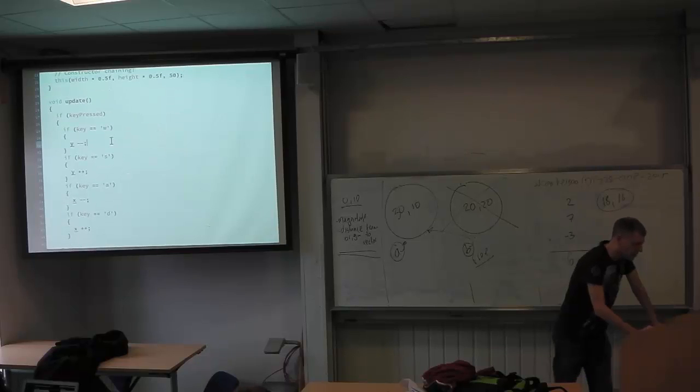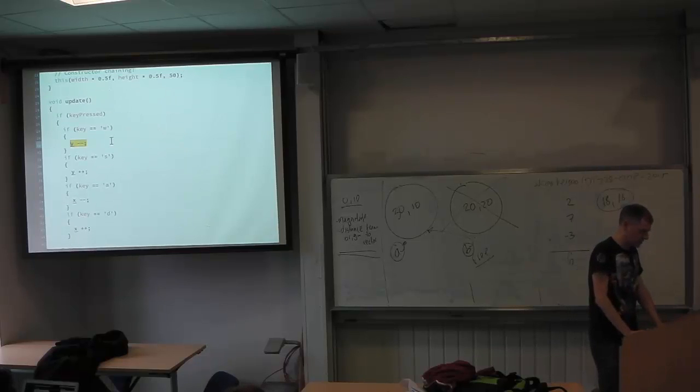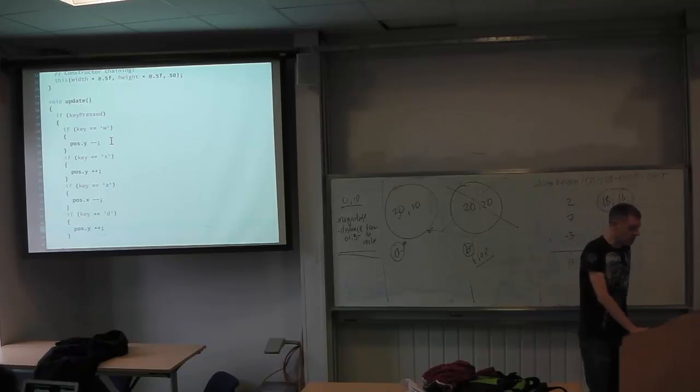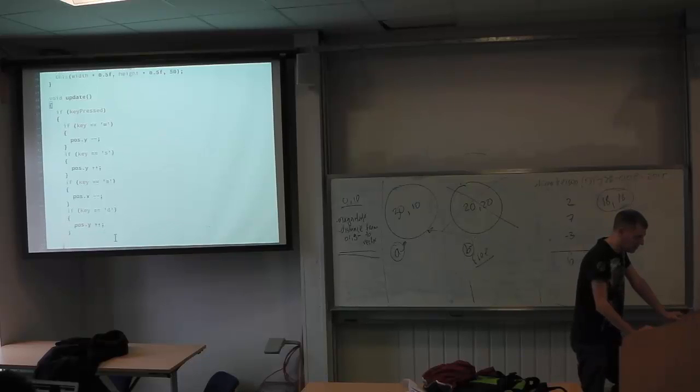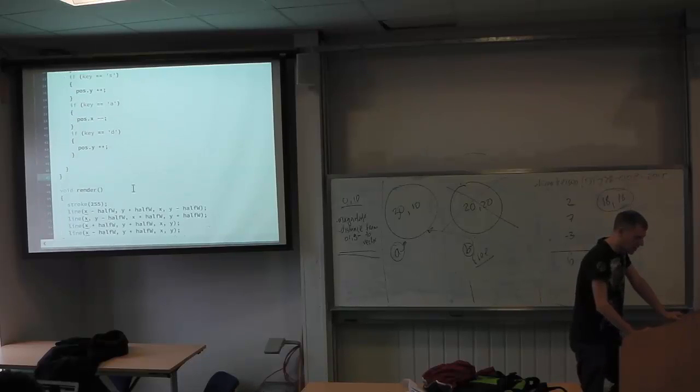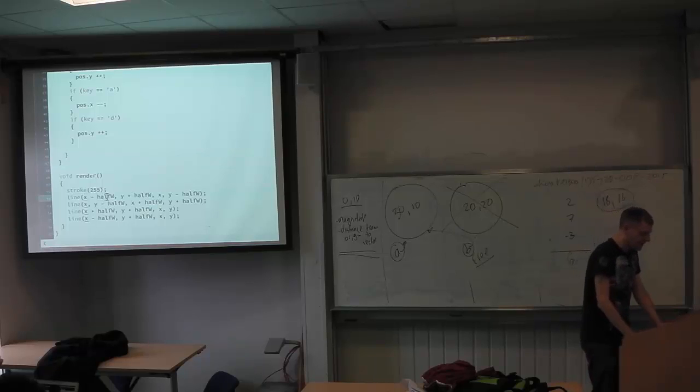So now, let's modify keyPressed. So if the key is W, what do I want to do? I want to move in the direction of my Y, so I'm going to go pos.y minus minus. Alright, so wherever I had x and y, I've replaced it with pos.x and pos.y. And in my render code, wherever I have x here, I'm going to replace it with pos.x and pos.y, pos.x.